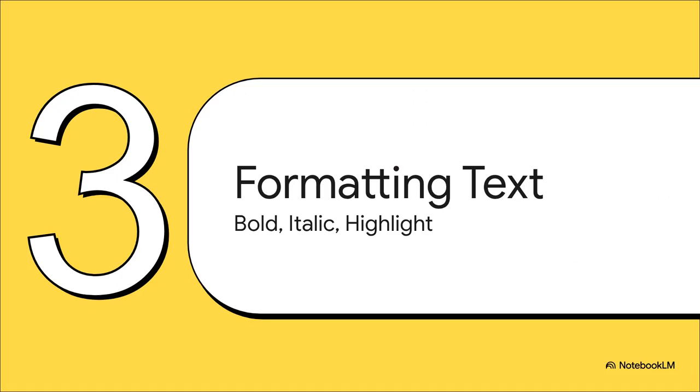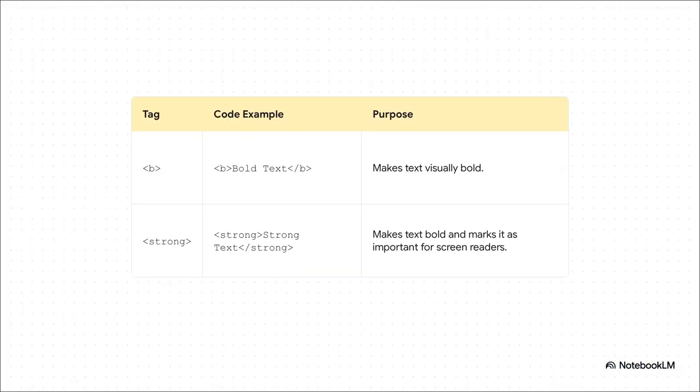All right, we've got structure and flow down. Now for the really fun part, formatting our text. Let's talk about how to make words bold, italic, or even highlight them with a few super simple tags. Okay, when you want to make text bold, you've actually got two options, B and strong.